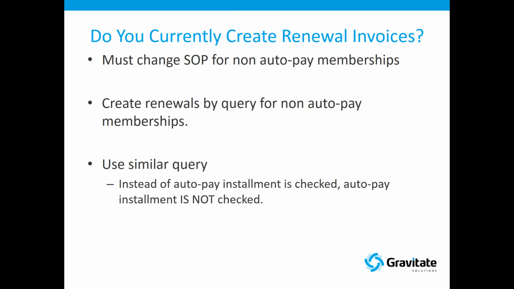So if you currently create renewal invoices, that is an SOP that you will need to change, a standard operating procedure that you will need to go ahead and update. Because now you're running renew by query for your auto pays. That means that for your non-auto pay members, they also now need to be run through renew by query. You'll continue to run those ahead of time. You just need to make sure that you're only running the renewals on those memberships that don't have the auto pay selection. So it's just kind of a little reverse of that one condition. You want to say you're looking for auto pay is not checked, to go ahead and run those.